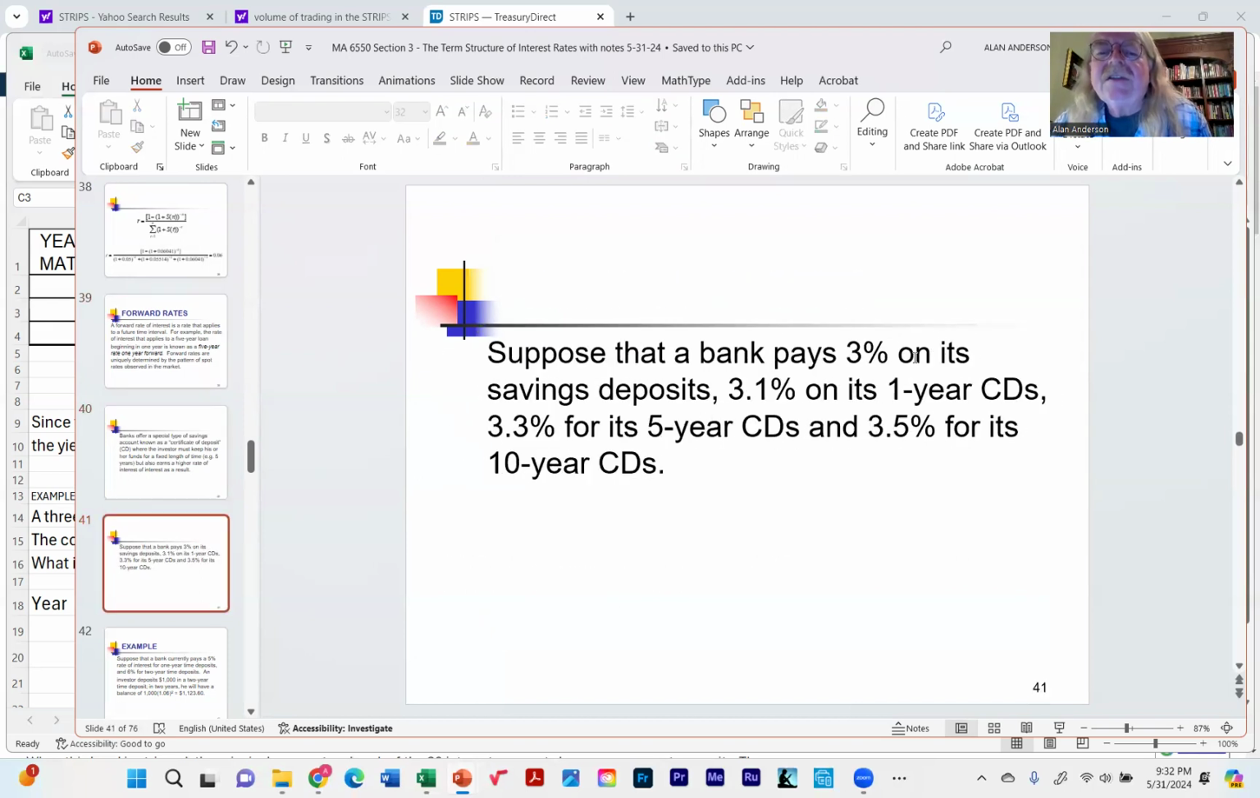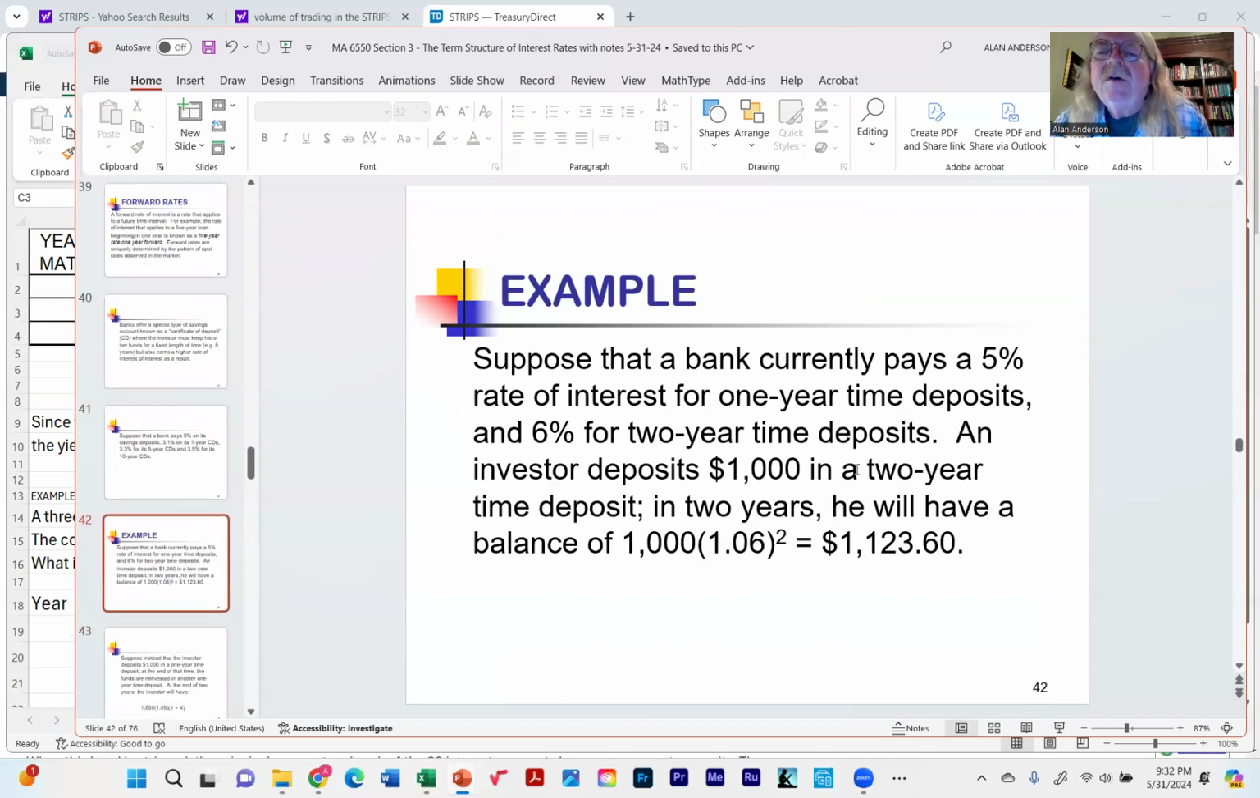So let's just say now, this is an extreme case to jump from 5% for 1 year to 6% for 2 years, but all right, you get the idea. So imagine yourself putting your money in the 2-year CD or time deposit. After 2 years, the future value of that sum is $1,123.60. Okay, fine.